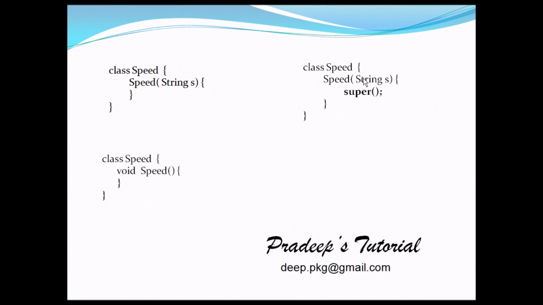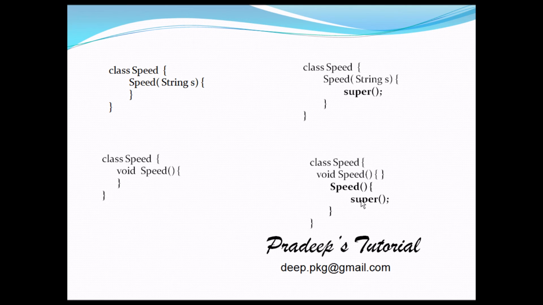Okay, same in this method. Let's see how many of you can answer this. So we have class Speed, void Speed. Will the compiler create the default constructor? Yes, because it's not a constructor. It's a method. We have the return type void. So this is a method, not a constructor. So for that, the compiler will create this much. It will create a constructor and a call to the super constructor.